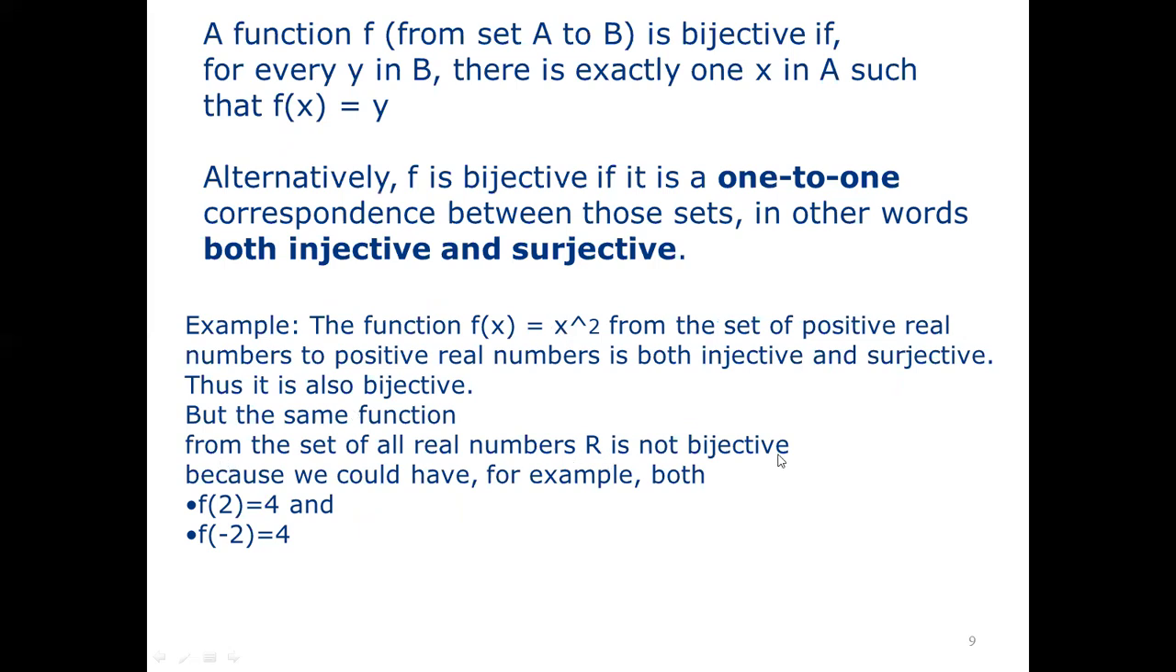R is not bijective because we can have two values which are pointing to the same value, because 2 raised to 2 is again 4, and minus 2 raised to 2 is again 4. So this example is for the set of positive real numbers. Here we are mentioning it as positive real numbers because f of 2 is 4.